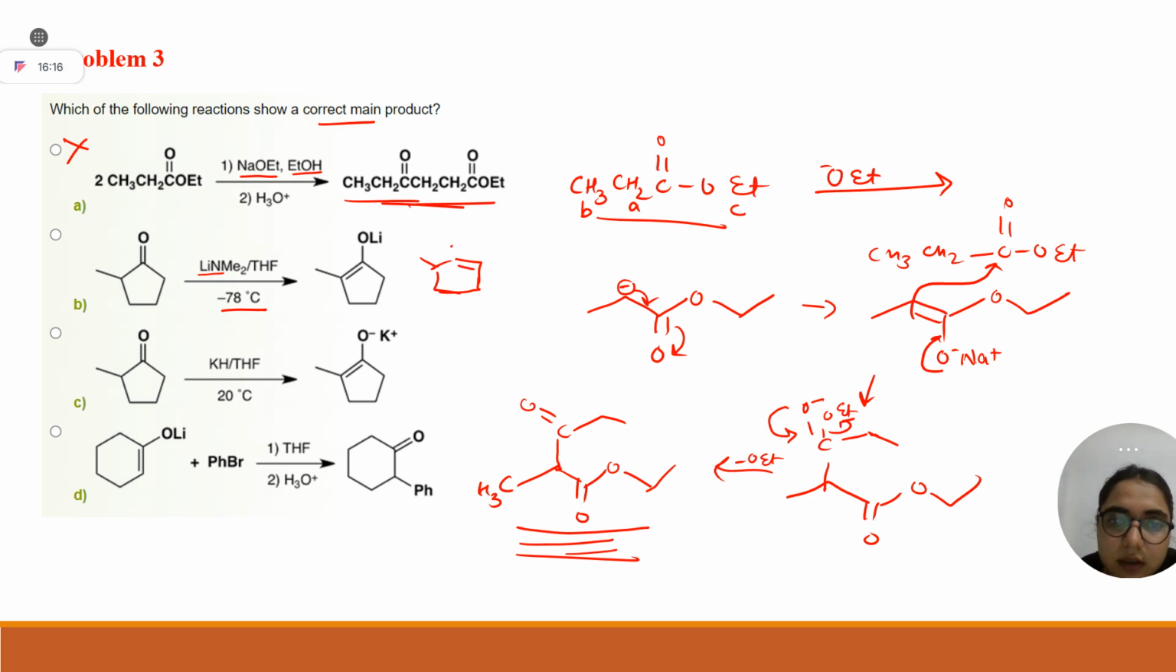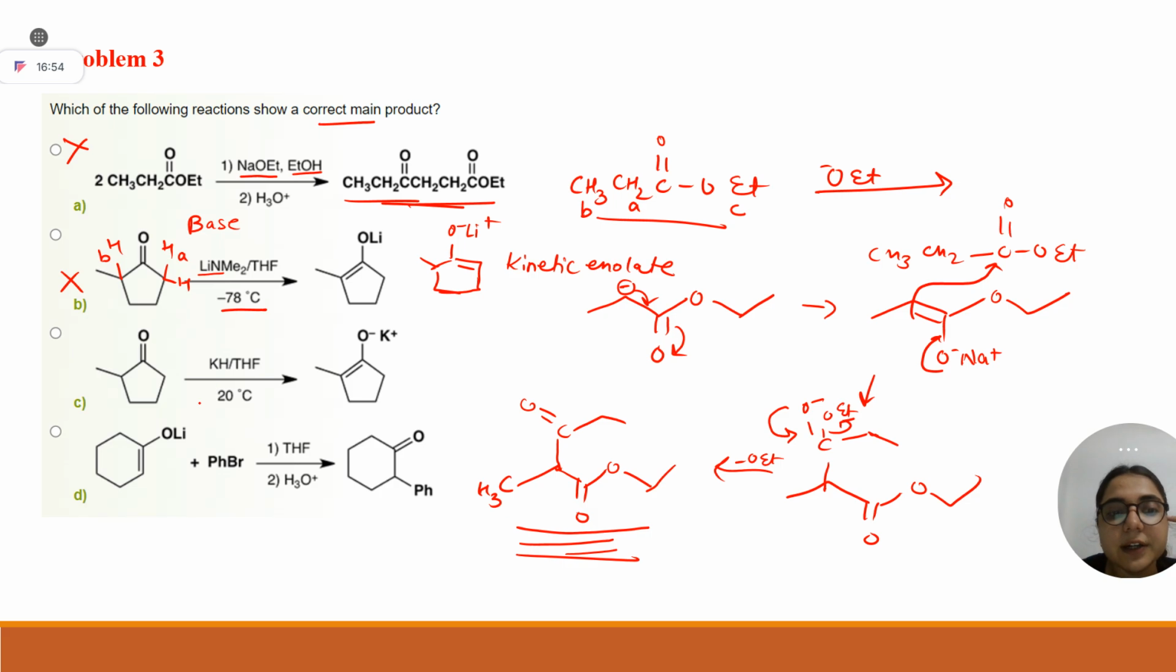Why is this the kinetic product? Because if, let's say, the base is here, it has to abstract this proton, or it has to abstract this proton. Which is easier for a base to abstract? Obviously, proton A. Why? Because it is least sterically hindered. Therefore, at low temperature, whenever bulky bases are there, you have to form kinetic enolate, not thermodynamic enolate. So therefore, option B is also wrong.